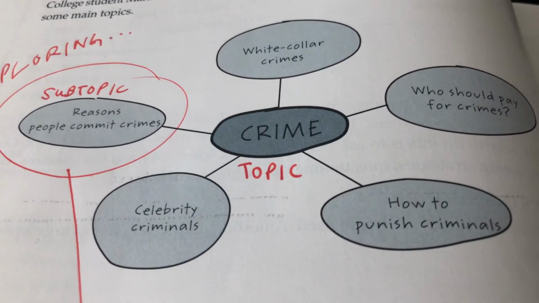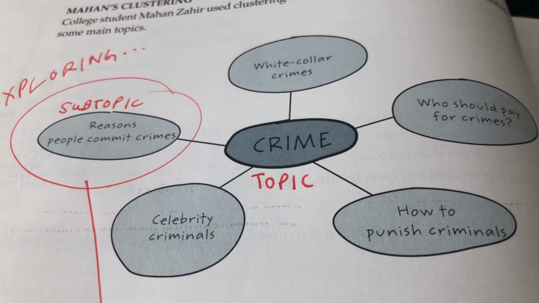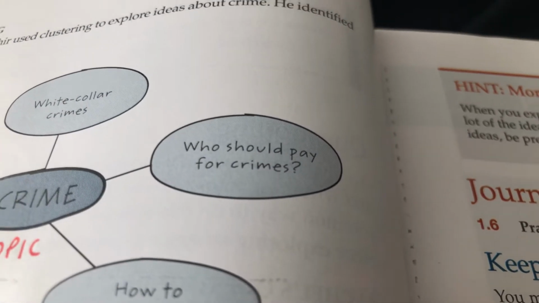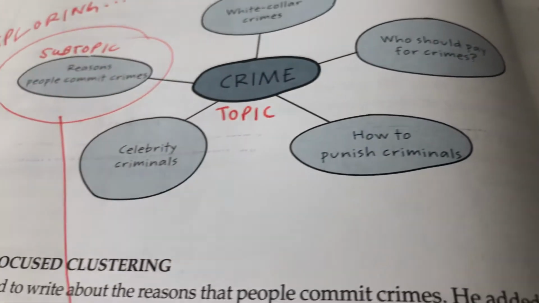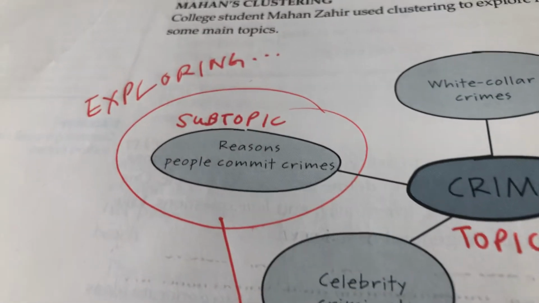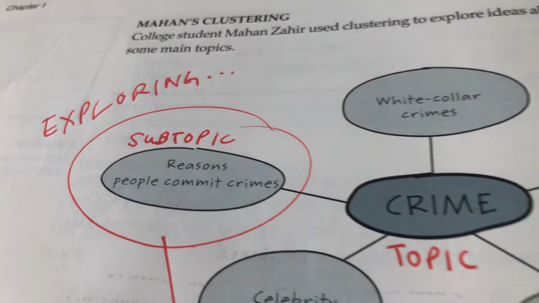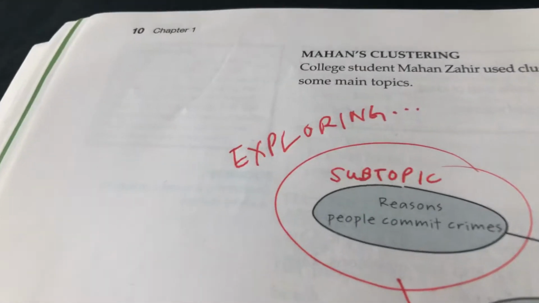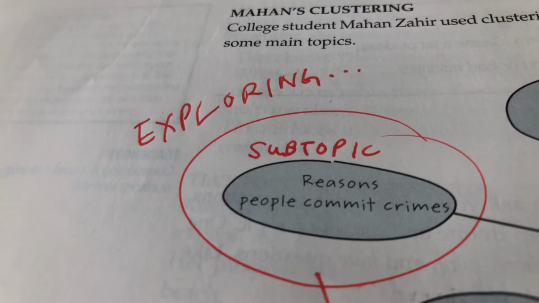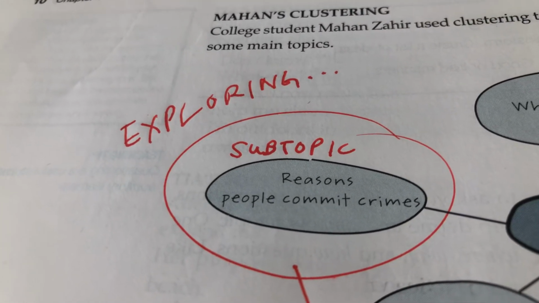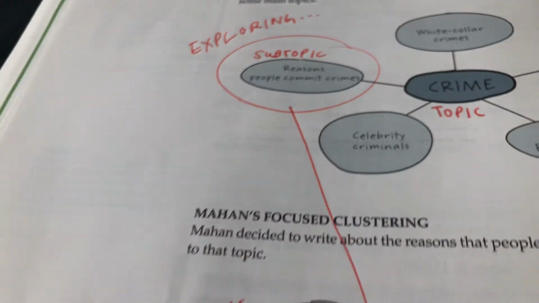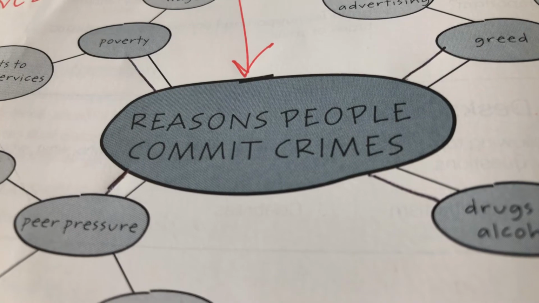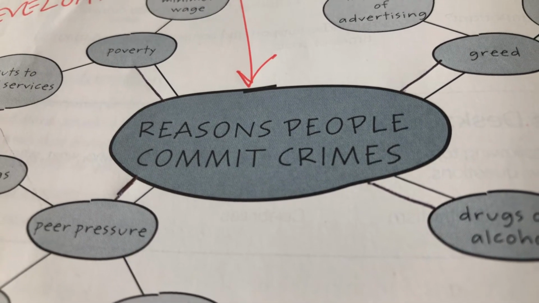So when this student was talking about crime, for example, and they narrowed it down to white-collar crimes, who should pay for crimes, how to punish criminals, celebrity criminals, reasons people commit crimes. These are all different ideas related to the topic of crime. Well, let's look at this subtopic, reasons people commit crimes. Maybe the student says, I want to write about that. So then down here, now that becomes the new topic or main idea, and then we start developing ideas out of it.